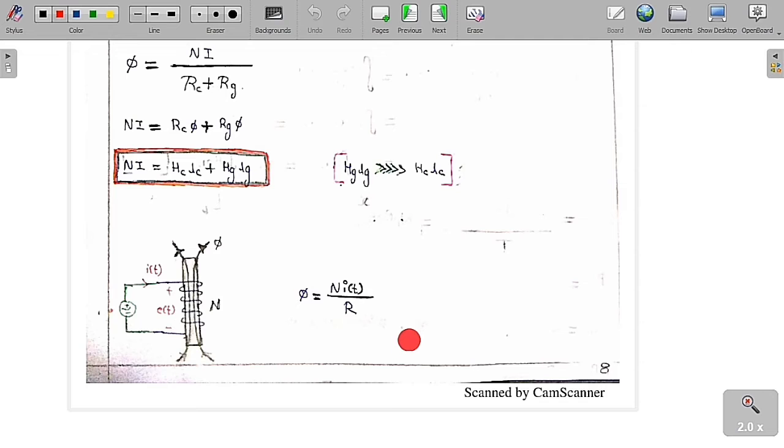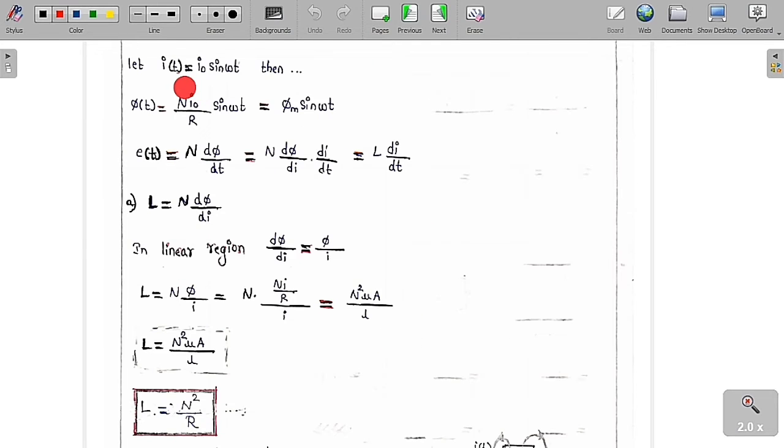Flux is equal to Ni by R, and the current is a function of time, so N into i of t by R. Let us assume that i of t is equal to I naught sin omega t, a sinusoidal waveform. Substituting in the above formula, phi is equal to N into I naught sin omega t by R. This N into I naught by R is called the maximum flux, so phi m into sin omega t.